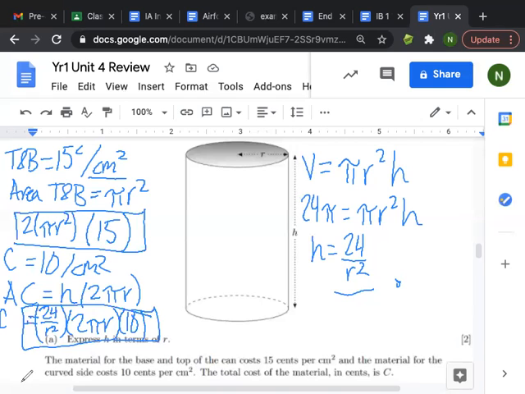Make sense? Sort of. I know that was complicated. What are those? Oh, it's 24 over r squared. Yeah, I just plugged it into the height.